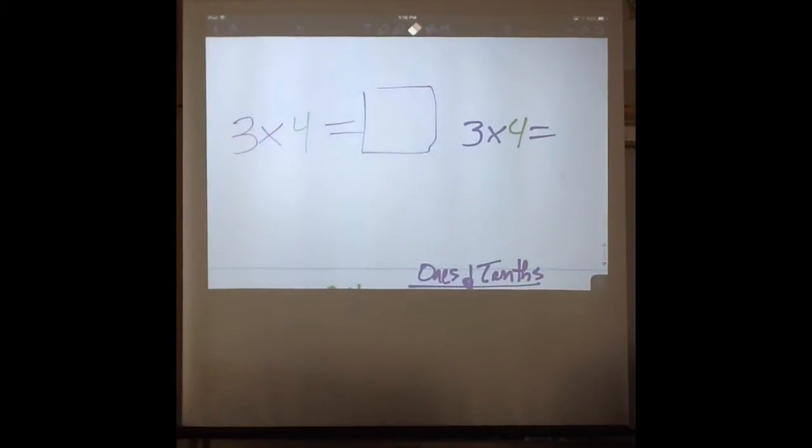Welcome back to math. Today we're going to be talking about multiplying decimals. I realize there's no decimals up here, but we'll get to that soon enough. When we have 3 times 4, what does the 3 mean? It means groups, right? So we could put groups up here.